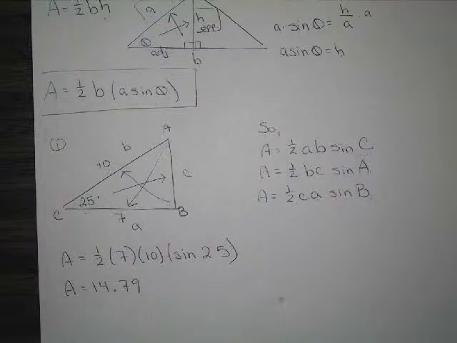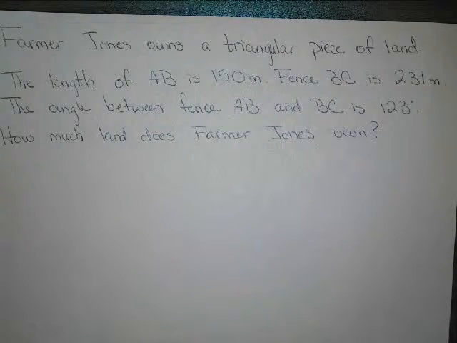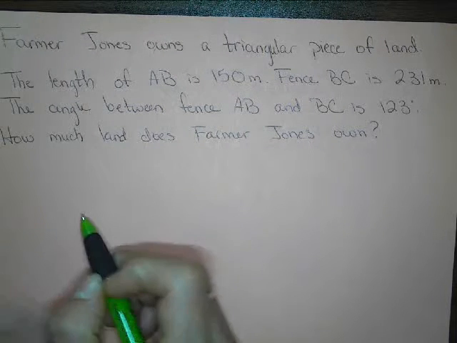Let's do another one. We have this word problem here. Farmer Jones owns a triangular piece of land. The length of AB is 150 meters. Fence BC is 231. The angle between fence AB and BC is 123 degrees. How much land does Farmer Jones own?